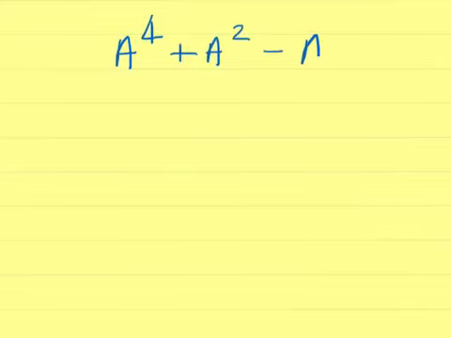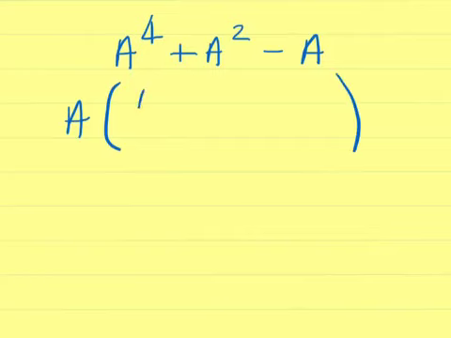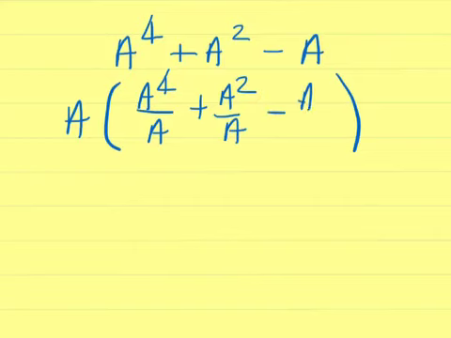You can also do this with three items, such as a to the fourth plus a to the second minus a. You can factor out something from all three of those. The highest term you can take out from all three is a. So go back and divide all three of them by a, and then go back and simplify.